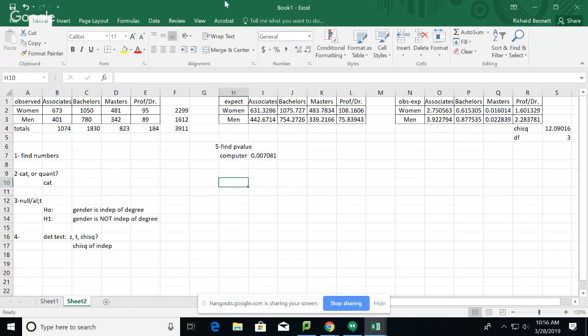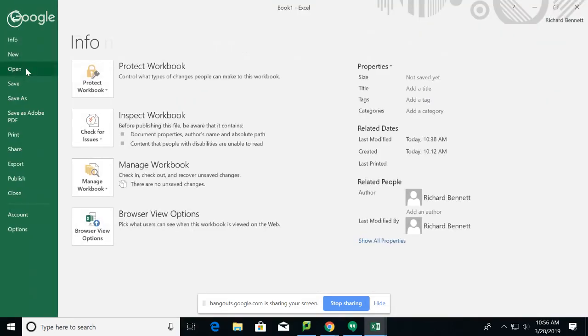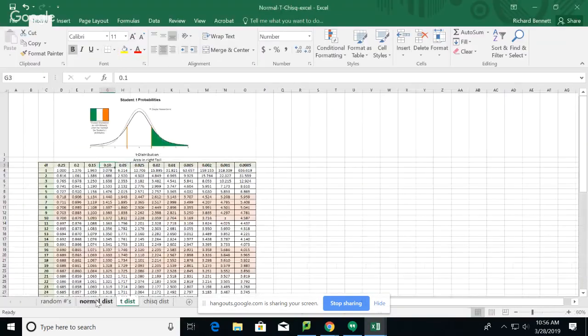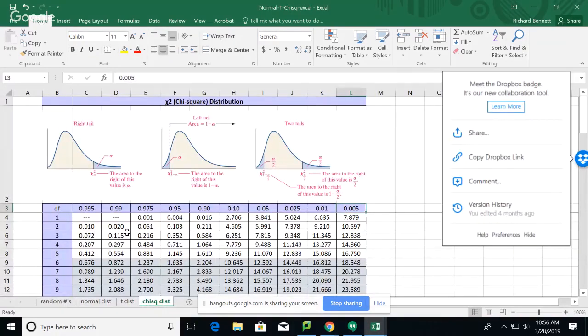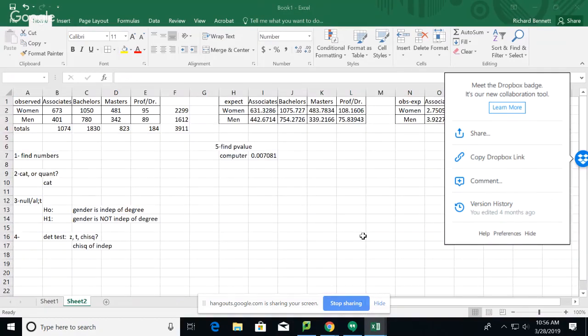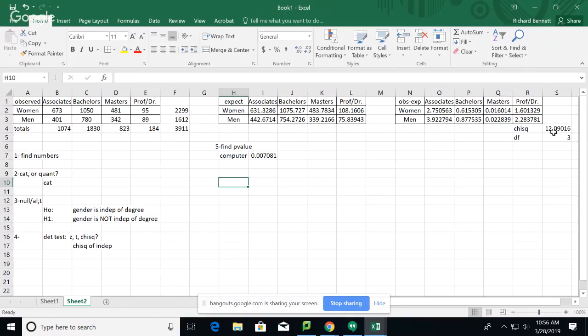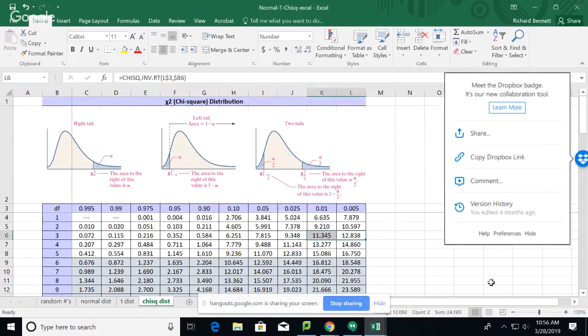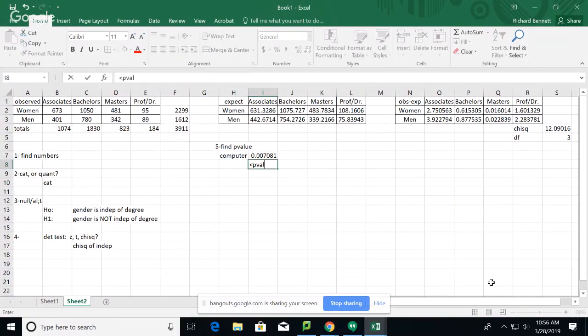Let's do it on the chart too really quick. How would you do this with the chart? 3 degrees of freedom. We have to find 12 on here. 12.09 is in between those two numbers, right? So your p-value is between 0.005 and 0.01. You always work it out so that it's somewhere on that chart.